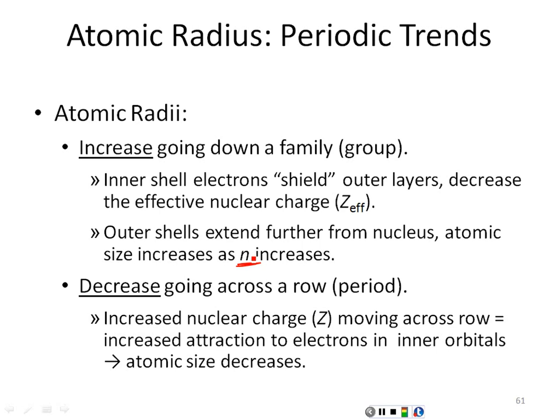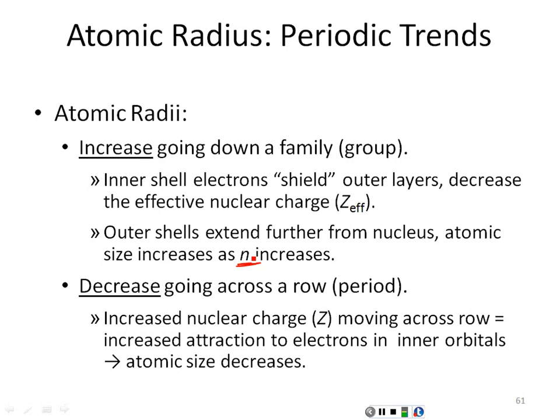Atomic radii decrease going across a row or across a period. And why is that? It's because as you go across the period, you're getting an extra proton in the nucleus each step you take. What that does is increase the nuclear charge as you move across the row. And the electrons, you add an electron each time, but they're in the same energy level.